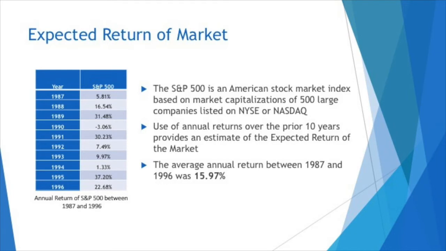It is also very important to understand the expected return of the market. The S&P 500 provides a list of the 500 largest companies based on market capitalization. We can use the average annual returns over the past decade to get an accurate estimate of the expected return of the market. For our purposes, the average annual return between 1987 and 1996 was 15.97%, and we'll use this number in our calculations going forward. The table on the left-hand side of the slide can be used to see the average annual return for each year in the 10 years prior to 1997.